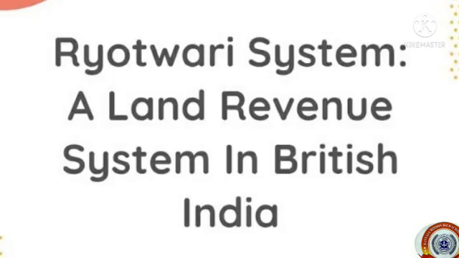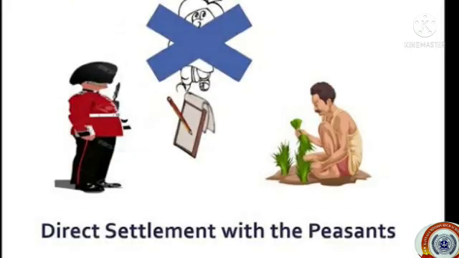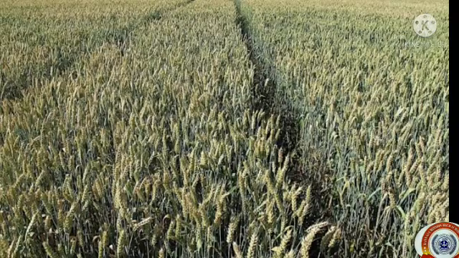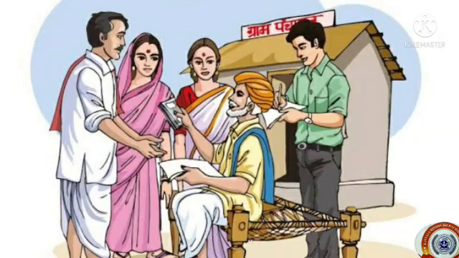In the Rayotwari system, introduced in South India, the land revenue was collected directly from the farmers. Though ownership of land was vested with the farmers, excessive tax impoverished them. Furthermore, the tax rates were frequently increased.